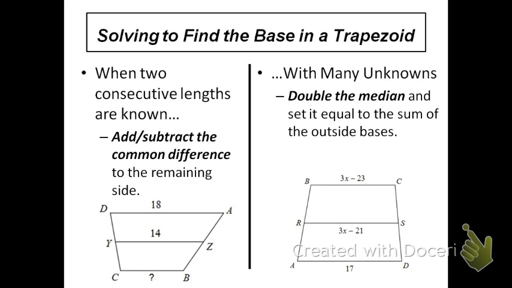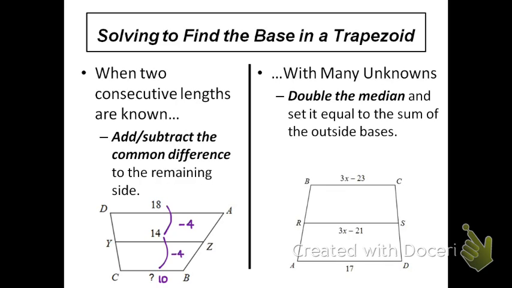So maybe you might remember this. 18 to 14 to blank. Well, 18 to 14 is where you subtract 4. So if we subtract 4, we should be able to find that the lowest side here, CB, should be 10 units long. Or, if we have many unknowns, what we can do is double the median.